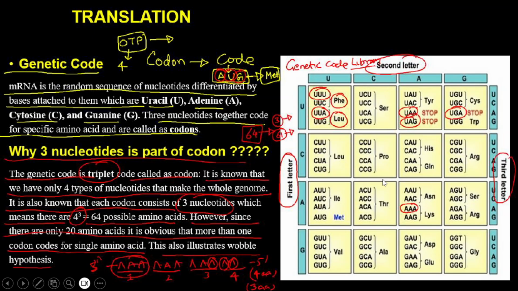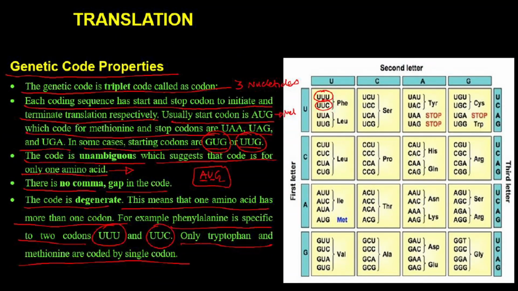Okay, and one more thing you should know is that UAA, UAG, and UGA are three stop codons. They do not code for any amino acid. Whenever a ribosome reaches any of these codons, it understands that it is time to stop the protein formation, to stop the translation. So these three codons are recognized as stop codons when translation is happening.